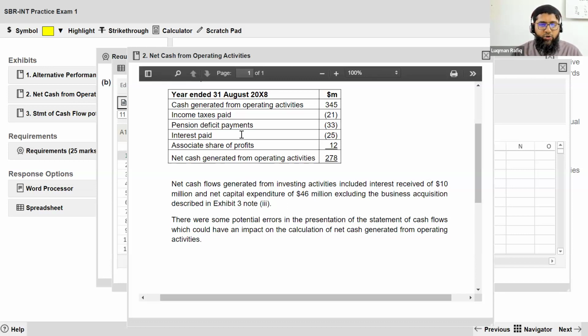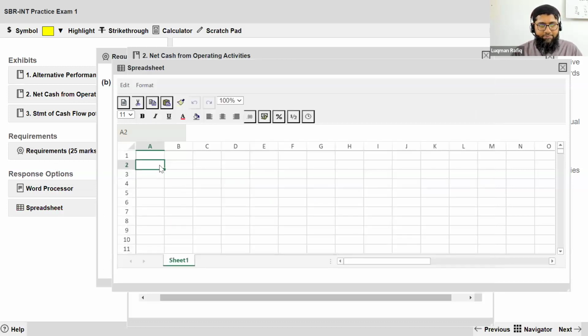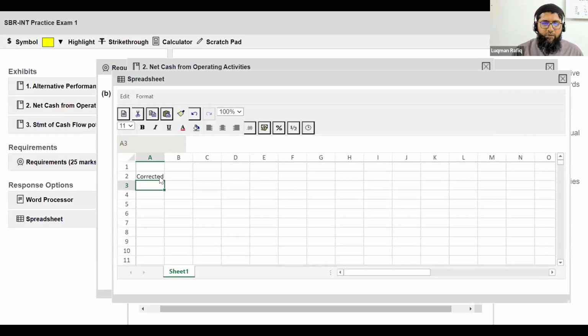Now let's just try to do this. So what happens is that we need to do the calculation of corrected cash from operating activities. That's what we have to talk about. Now, how would we do this? Let's try to discuss this.